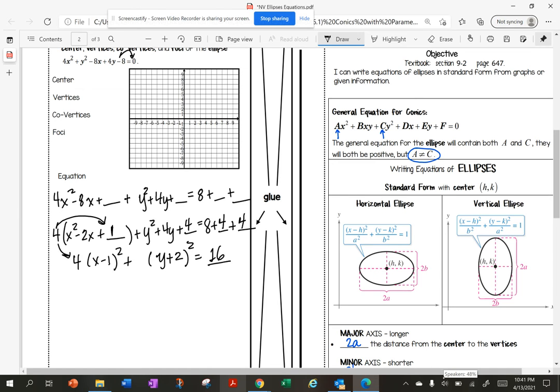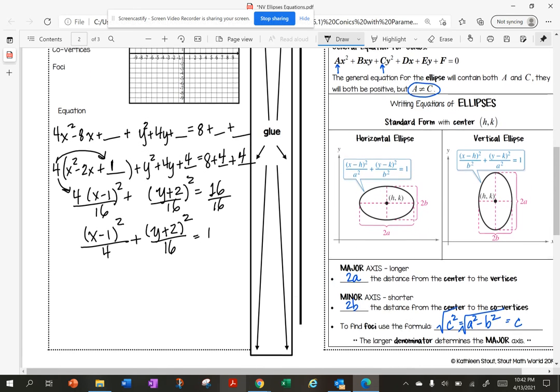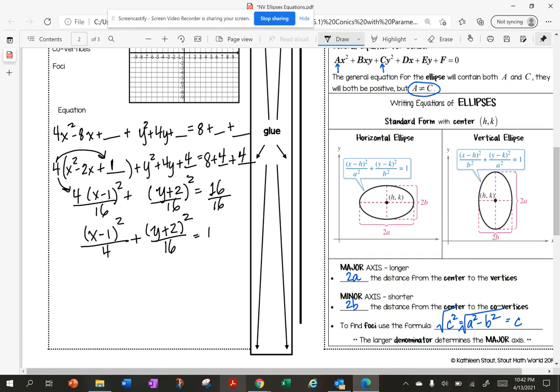Okay, now I need to divide everything by 16 so that I have my equation equal to 1. And then I'm going to simplify. So 16 divided by 4 is 4. So this is x minus 1 quantity squared divided by 4 plus y plus 2 quantity squared divided by 16 equals 1. Okay, and this is my equation.